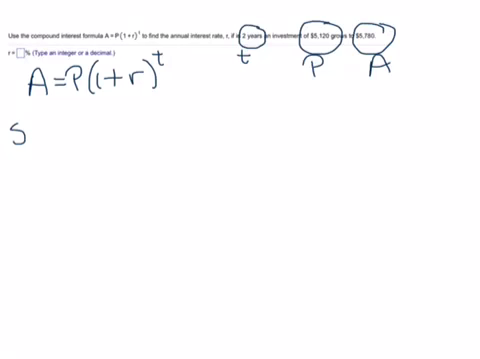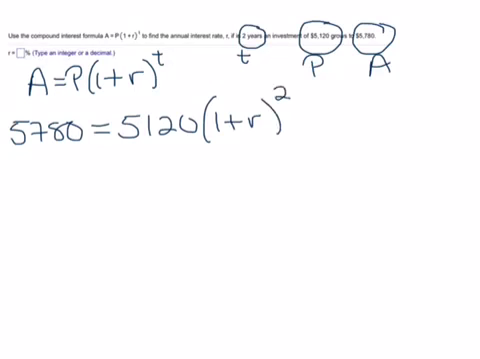So we get 5,780 is equal to 5,120 times the quantity 1 plus R to the 2. Okay, now decimals are going to be really important here, so let's try not to round until the very last step. The first thing that we want to do, because of these parentheses and the 5,120 in front, is get rid of that by dividing by 5,120 both sides of our equation.